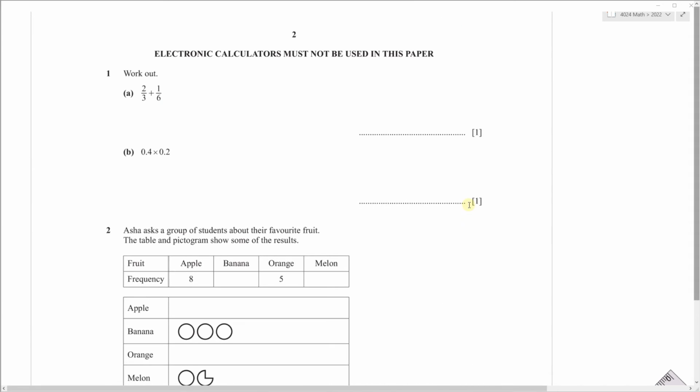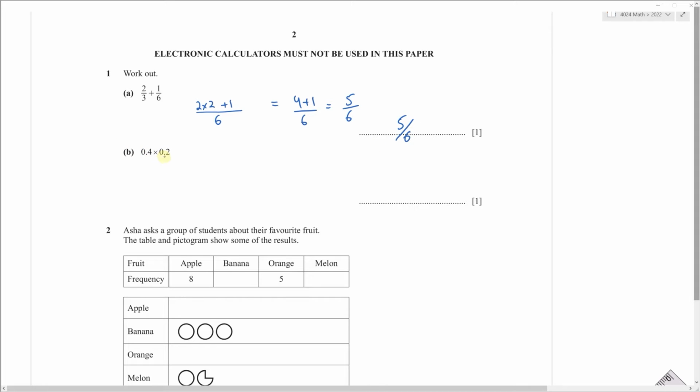So let's start with question number 1, part A, work out 2 over 3 plus 1 over 6. If I take the LCM, it will be 6. 3 is multiplied by 2 in the denominator, so in the numerator, I will multiply this 2 by 2 as well, and then plus 1. So 4 plus 1 over 6 equals 5 over 6.